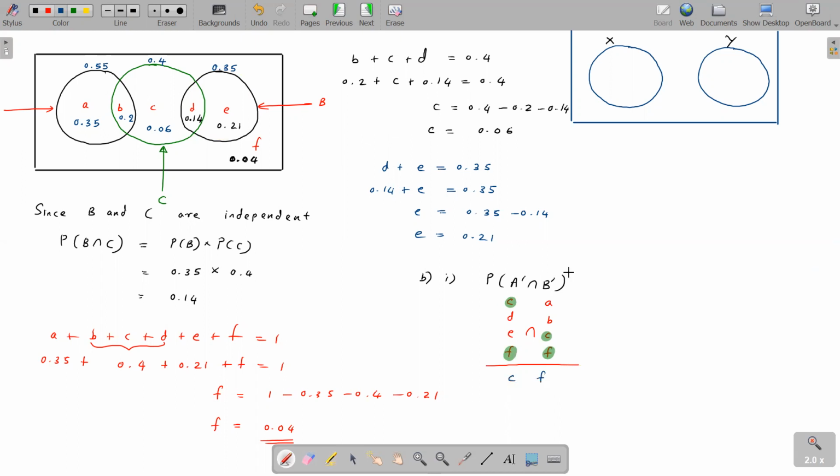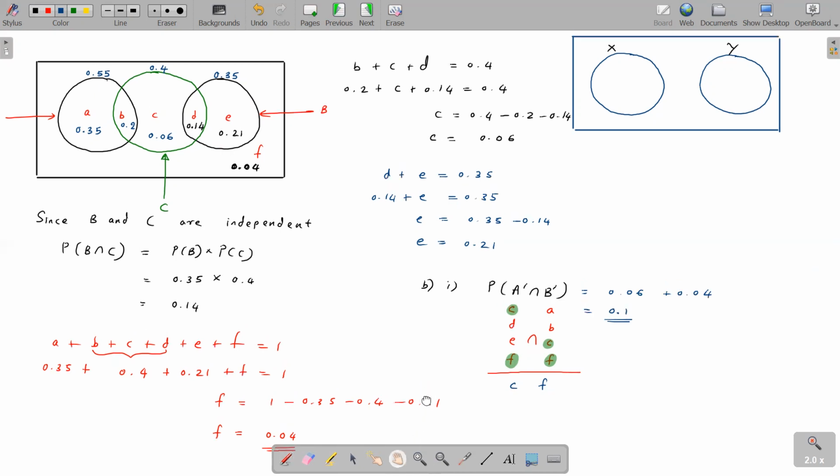Are you guys with me? So all you need to do is add the probabilities corresponding to region C and region F. Region C has probability 0.06, region F probability 0.04. You add them together, the answer is 0.1. All right, and then the next part.